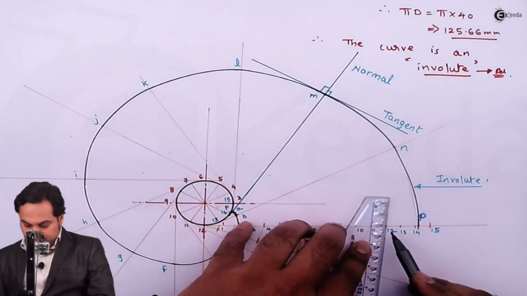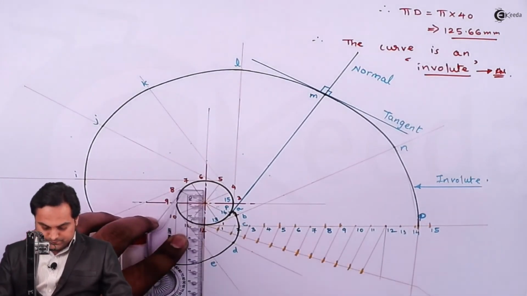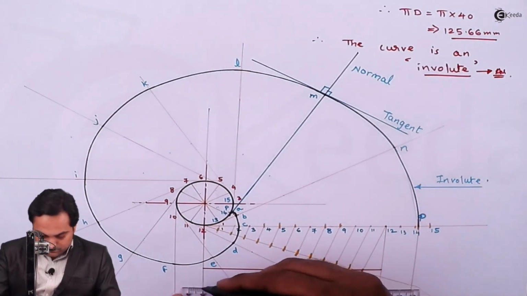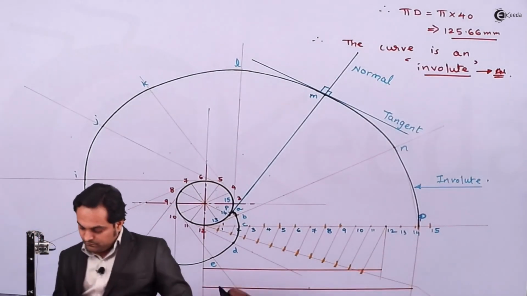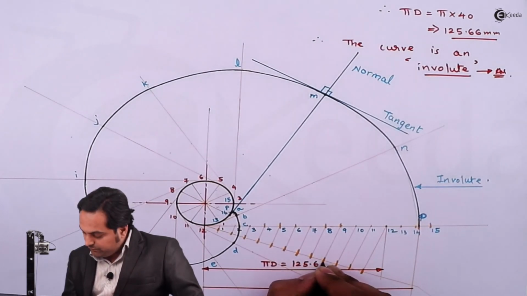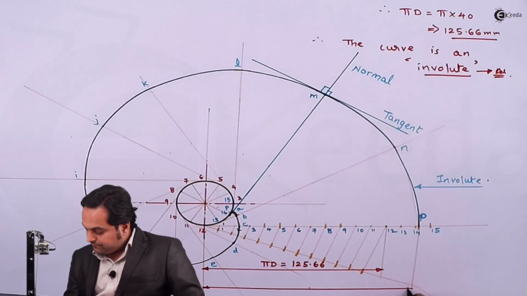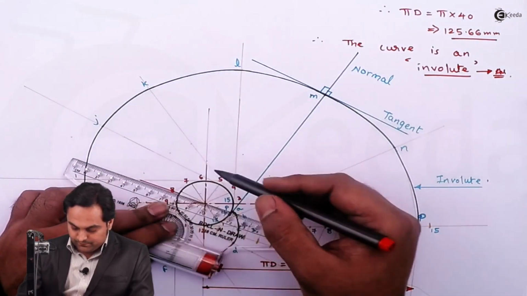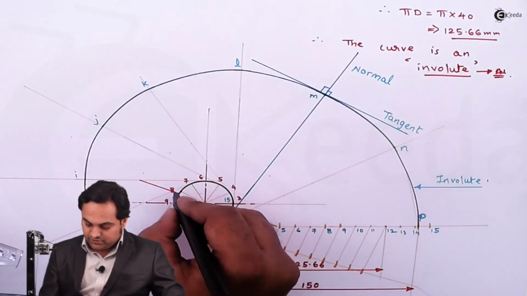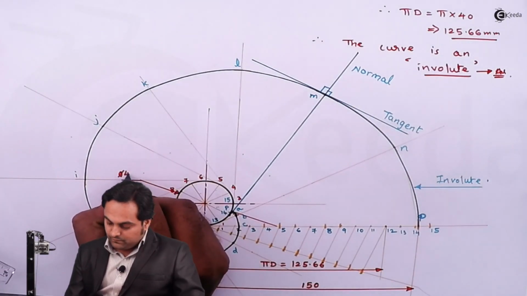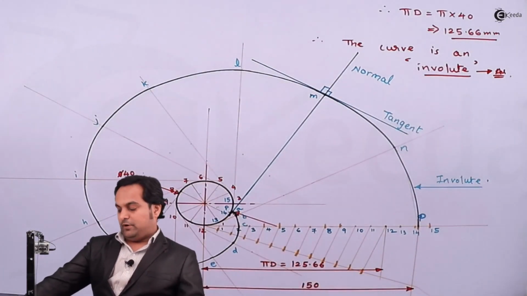At last I'm giving the dimensions here. So this is pi d is equal to 125.66, and this length is length of the string 150 mm. Then the diameter for this circle, which is 40 mm, and with this the problem gets completed.